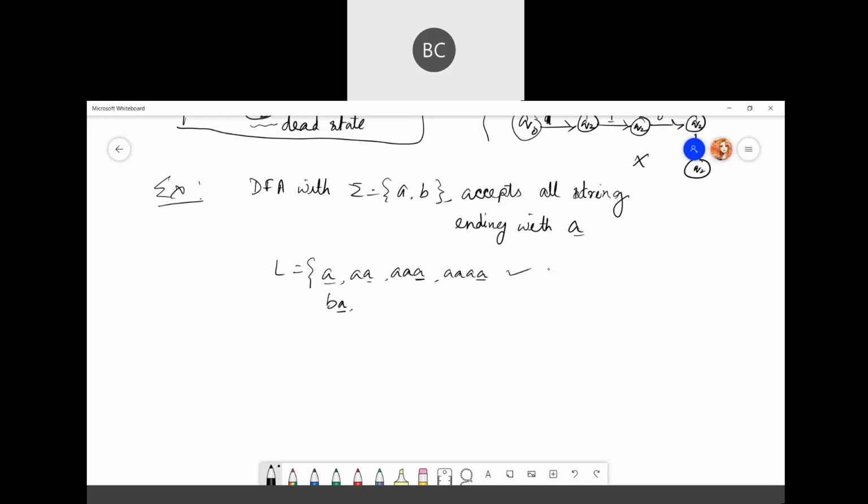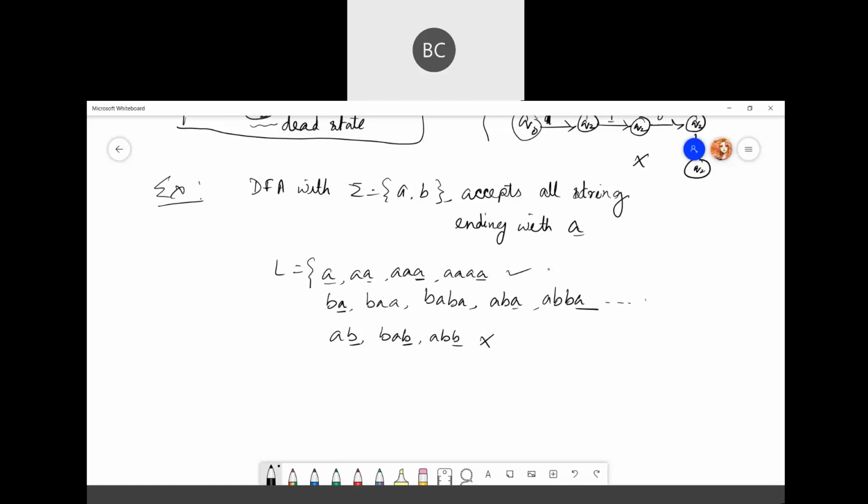Starting with ending with A, then B A B A, then A B A, then A B B A. Any sequence, any strings ending with A. Okay, these strings are accepted. Again infinite. But any string with A B, B A B, A B B, these are not accepted. Why? Because these are ending with B.